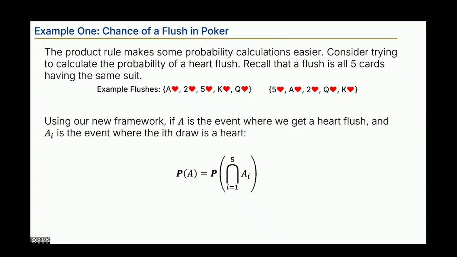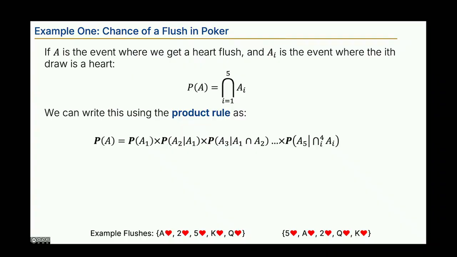And this might be, when you were doing homework 8, you might have been informally using this without really thinking about it. Okay? So we can write this using the product rule. If I just do it mechanically, the probability of A1 times the probability of A2 given A1, and so forth. And what's nice about this is that each of these individual 5 probabilities is relatively easy to compute.